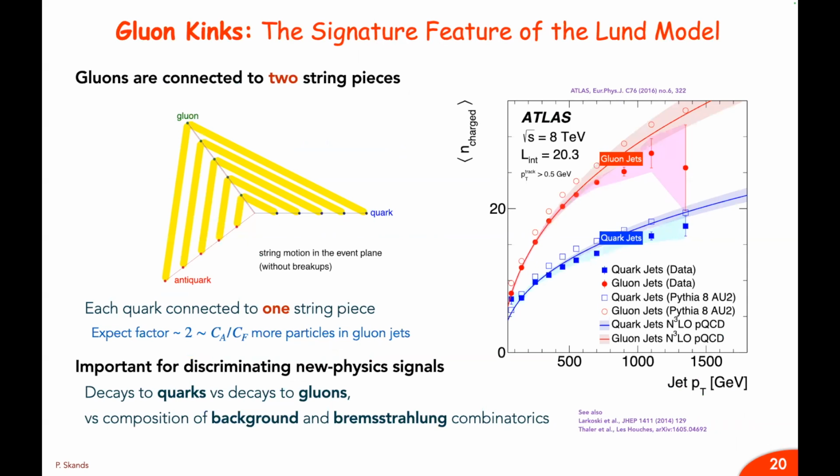Okay, I mentioned gluon kinks. And so we do get more hadrons in gluon jets.